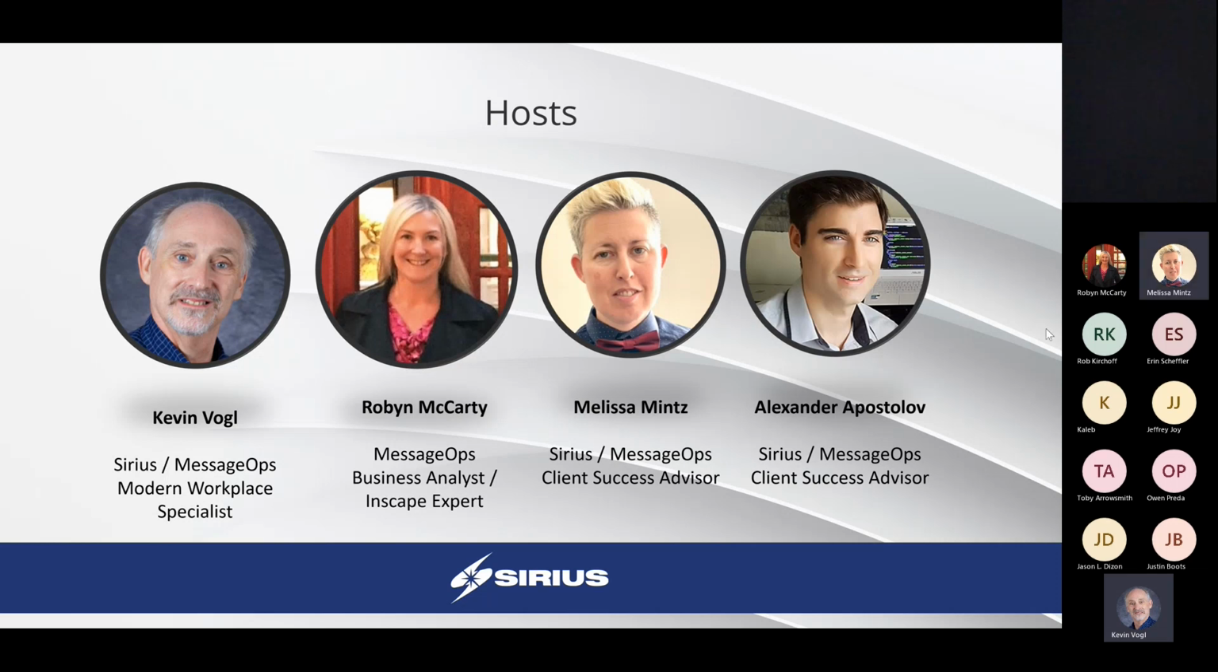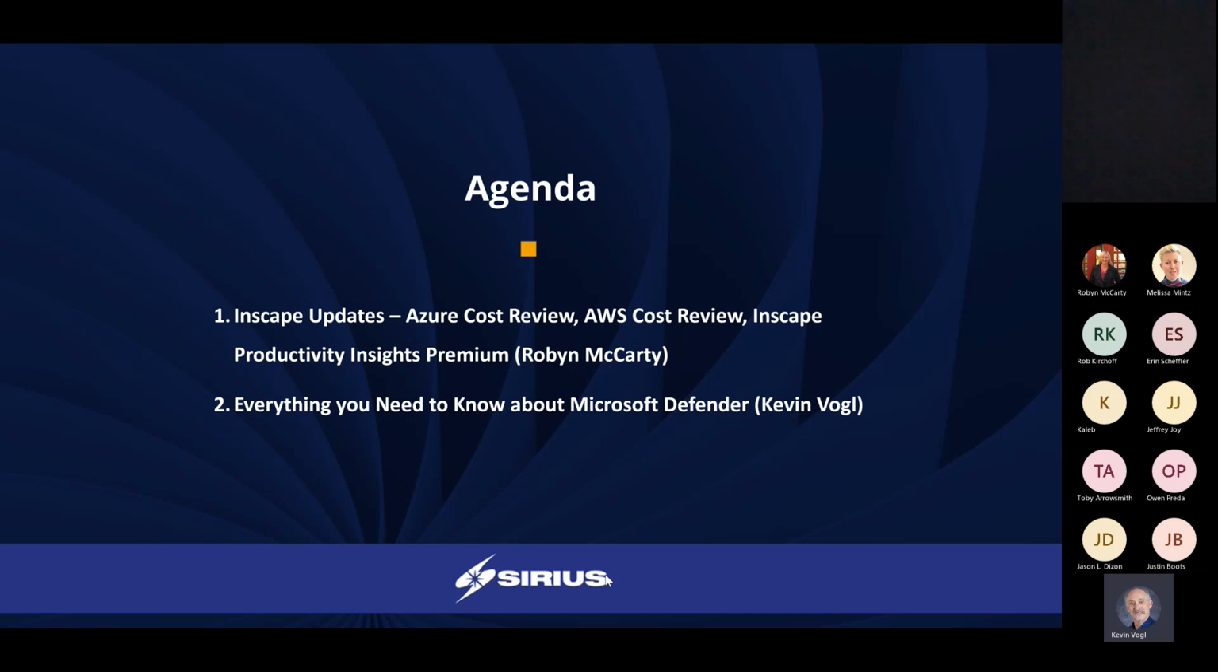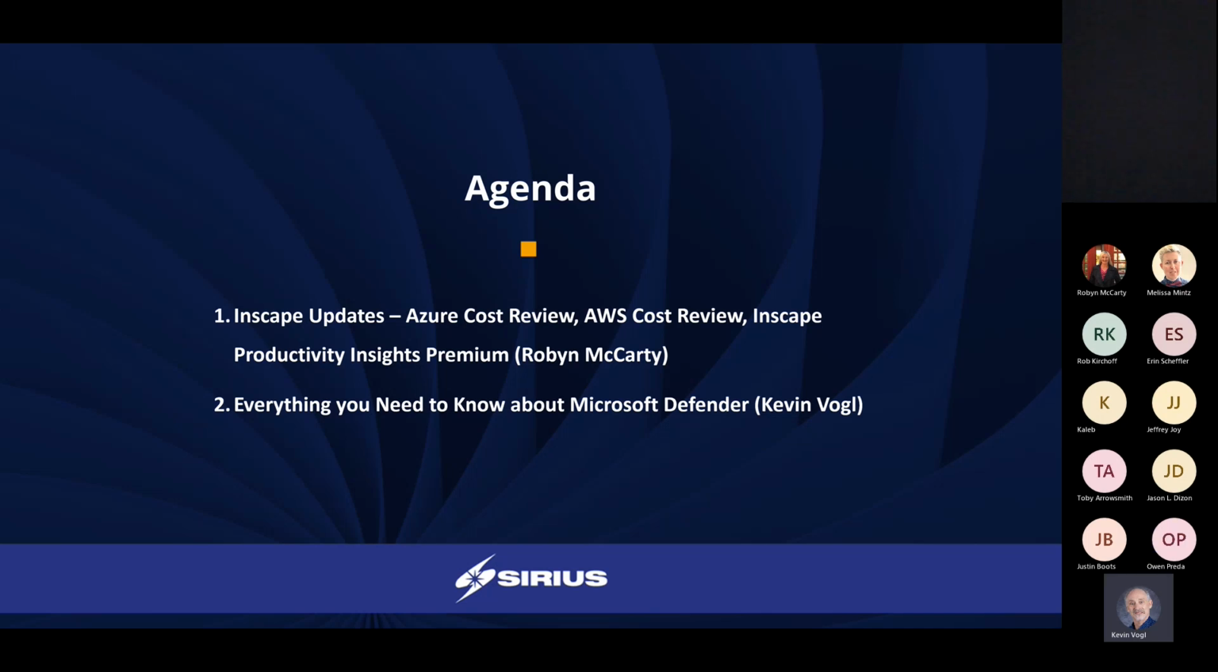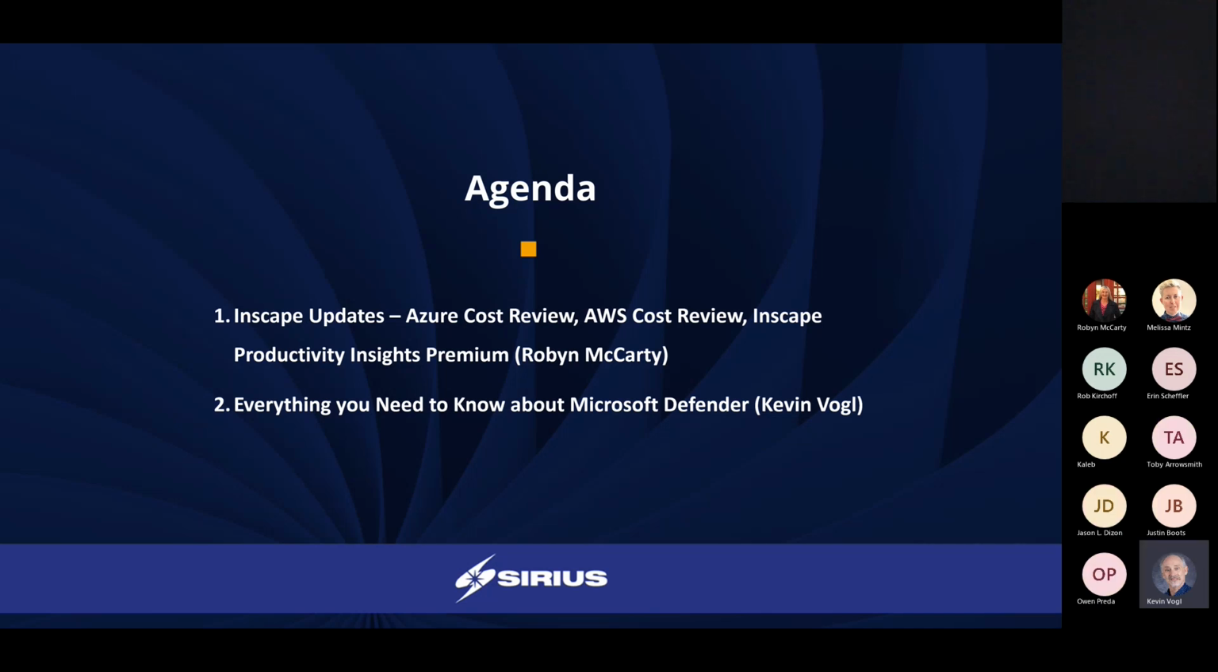So today we are going to be covering some Inscape updates, and Robin's going to be showing us things like Azure Cost Review, the new AWS Cost Review that's brand new, Inscape Productivity Insights Premium, which is another great new service that we have. And then I'm going to be walking through everything you need to know about Microsoft Defender, whether it's endpoint, whether it's 365, whether it's Azure Defender. There's a whole bunch of different defenders out there that we're going to be talking about today.